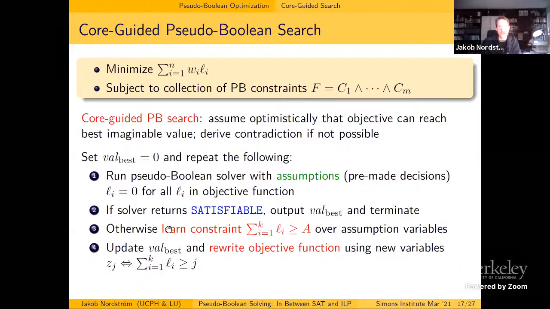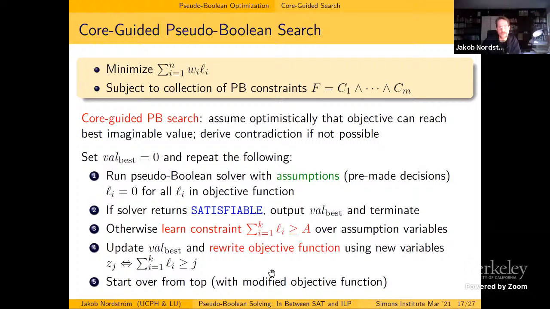And I can actually also rewrite the objective function by introducing new variables and run from the top again and keep going until I find an optimal solution, which will be when in my rewritten objective function I can set everything to 0. Then I know I have the optimal value, and then I have sort of computed how much I changed my objective during this rewriting.